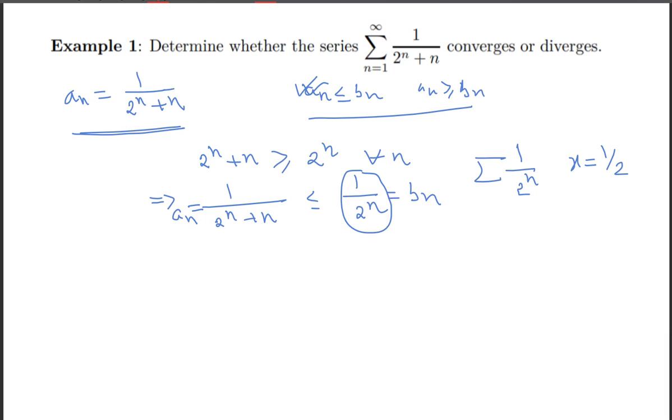x is 1 by 2, and you know for x less than 1, the series is convergent. So you can comment that this series is convergent. So this one also is convergent. You can say this series is convergent, so we don't have to calculate the limit an by bn. Here you can use either the direct comparison test or the limit one.